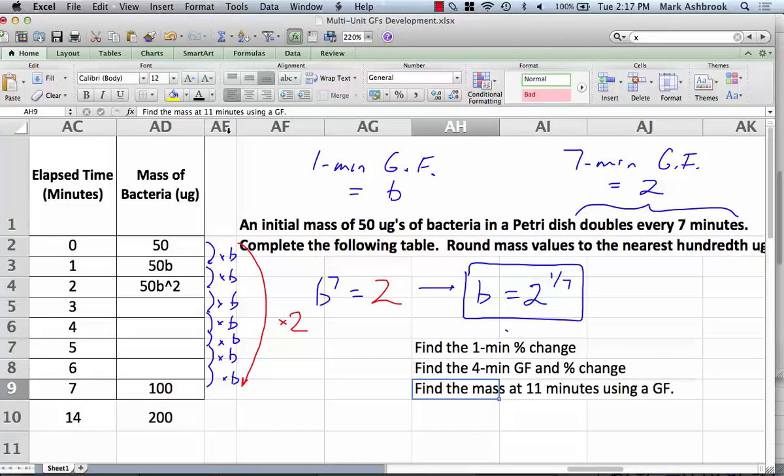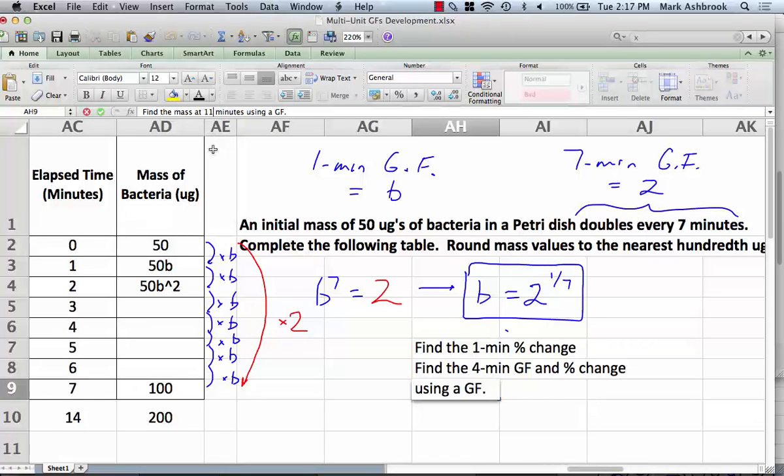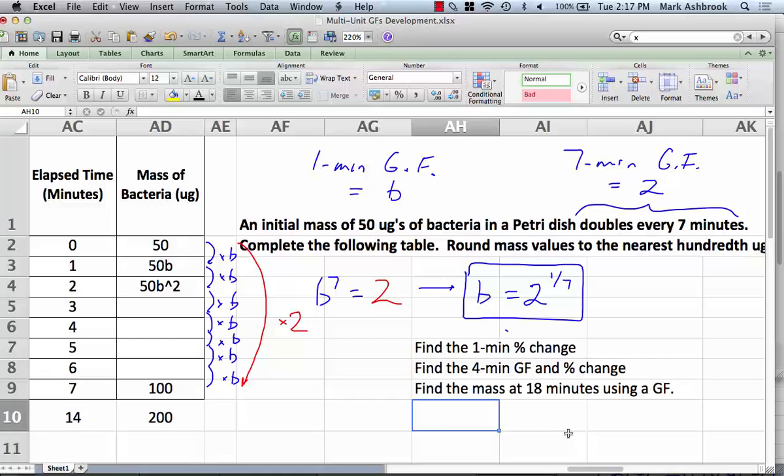Let's make that 18. How about 18? I'm going to change that to 18. Do them both if you want. If you already did 11, do 18. Find the mass at 18 minutes using a growth factor. Question?